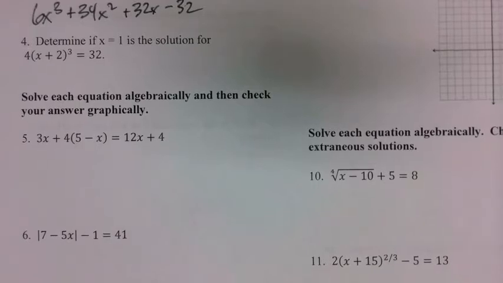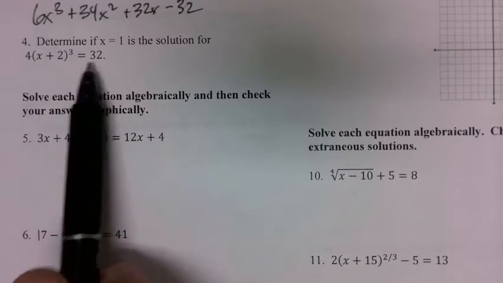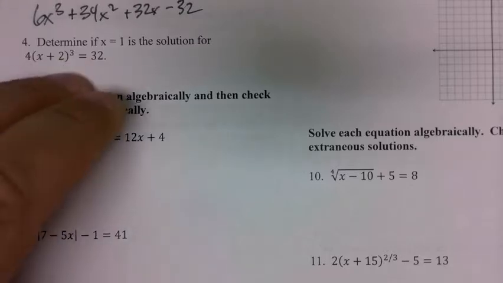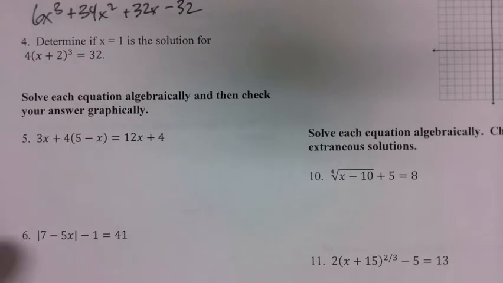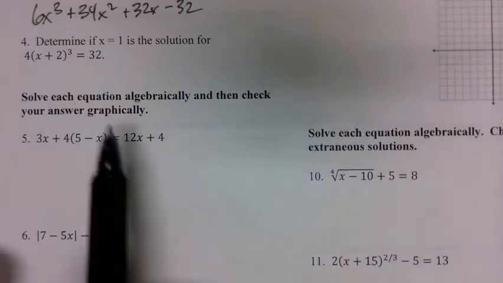Okay. Determine if x equals 1 is the solution for this. Now, if I had this graphically, I could graph y equals this and y equals this, and I'd see if they cross at x equals 1. You will not have access to a calculator when you do that kind of problem, okay? I mean, a graphing calculator like Desmos. You will, however, if you use other kinds of things, but we'll talk about that later.